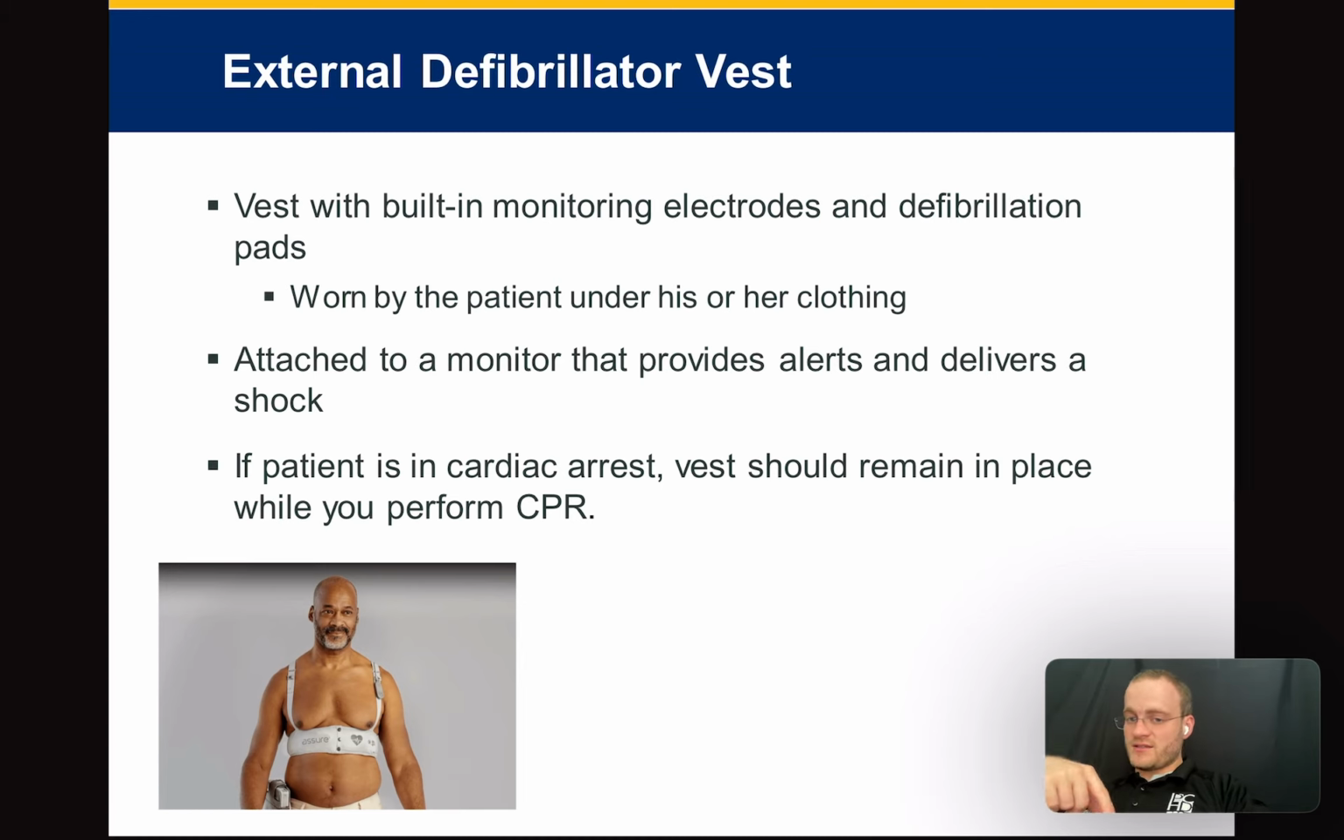And so they wear this vest like this guy's wearing, that's an AED. And so it's constantly sampling the monitor, but it's external. And so it's an external defibrillatory vest to where if it recognizes like, oh, patient's in this lethal arrhythmia, we need to defibrillate them, boom, it hits them. And so, I've ran patients that have these. It's a temporary measure, usually like a few weeks at the most. If the patient is in cardiac arrest, the vest should remain in place while I perform CPR. I could see that being like a quiz question. So just leave the vest.